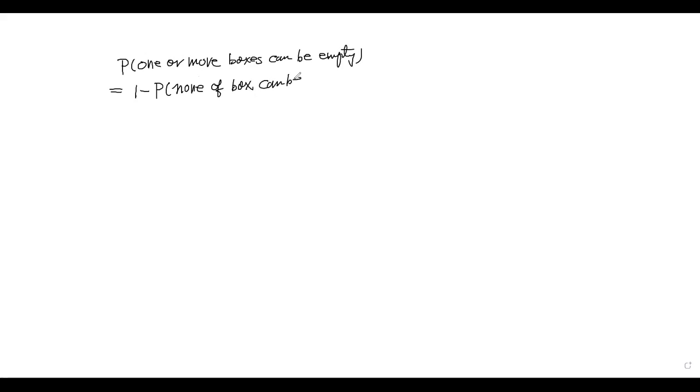Let's take a look at the first problem we try to solve for the second part of these n balls to the r boxes. So let's take a look from the probability point of view. If I want to find the count where one or more boxes can be empty, that means at least one box can be empty, we can use our typical probability rules. We will say the complement is none of the boxes is empty, none of the boxes can be empty.